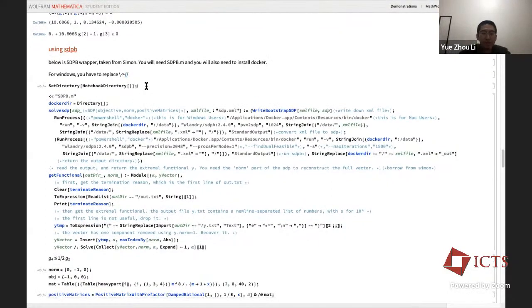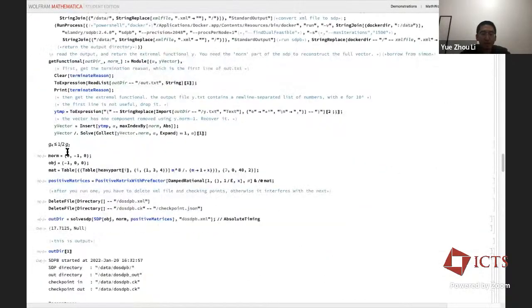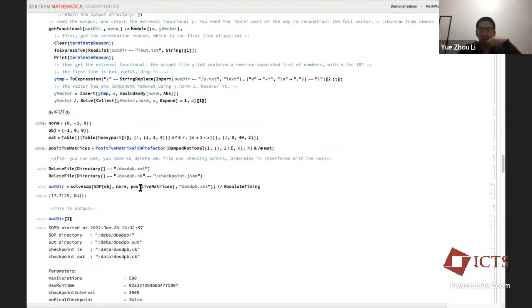Let's try to do that. Let's set the directory and let's load this thing. Hopefully I'm doing it right. And so let's do this bound. We set lorm, LBJ, and the positive matrices with prefactors. And then you can just solve it. You can throw it into SDPB and make and net SDPB solve it.